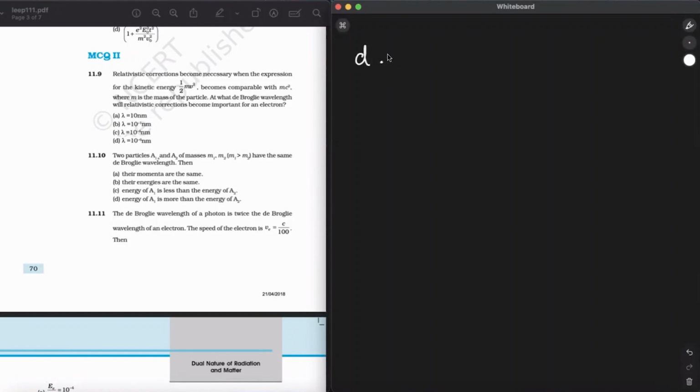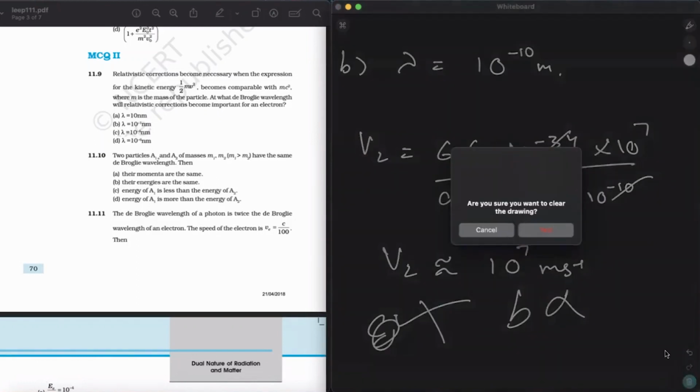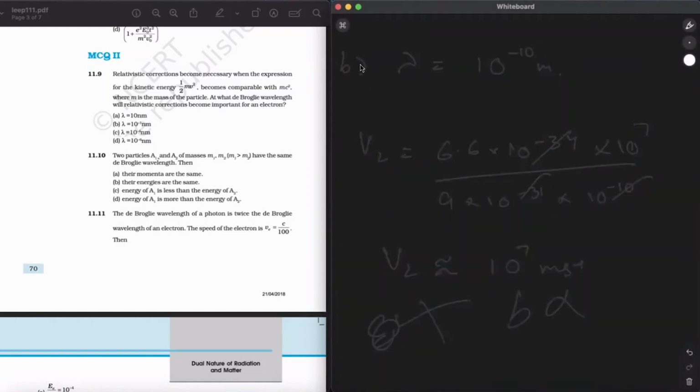Option number B, 10 to the power of 7. No, 10 to the power of 7 will not fit that criteria. It has to be till 10 to the power of 8. This is option number B. This is also wrong.